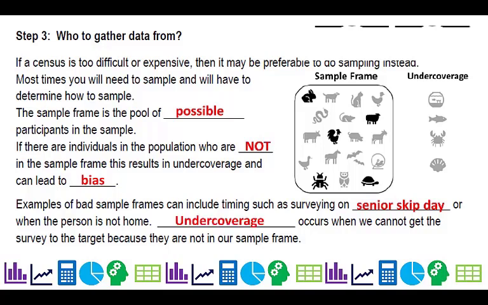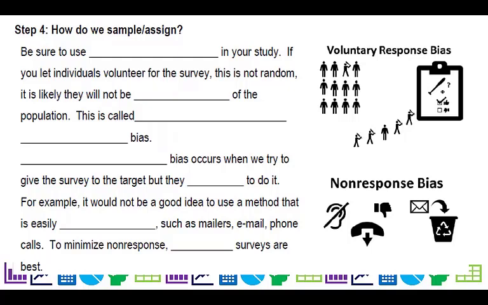Undercoverage occurs when we cannot get the survey to the target because they are not in our sample frame. So in the first example with the animals, I'm experiencing undercoverage for animals in the water. If I'm looking at surveying about prom and I survey about senior skip day, I'm leaving out a bunch of seniors. If I survey people at home during working hours, then I'm leaving out people who are currently at an office.